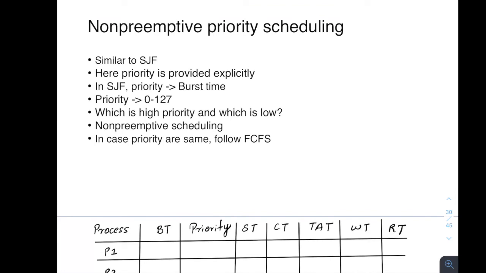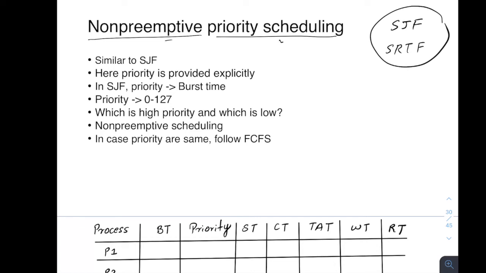Okay, this is done, and the next two are quite similar to SJF and SRTF. So one is non-preemptive priority scheduling. If you understand one thing here clearly, you will be able to solve SJF, SRTF and priority scheduling. If you understand SJF and SRTF, then solving non-preemptive and preemptive priority scheduling problems is quite easy.